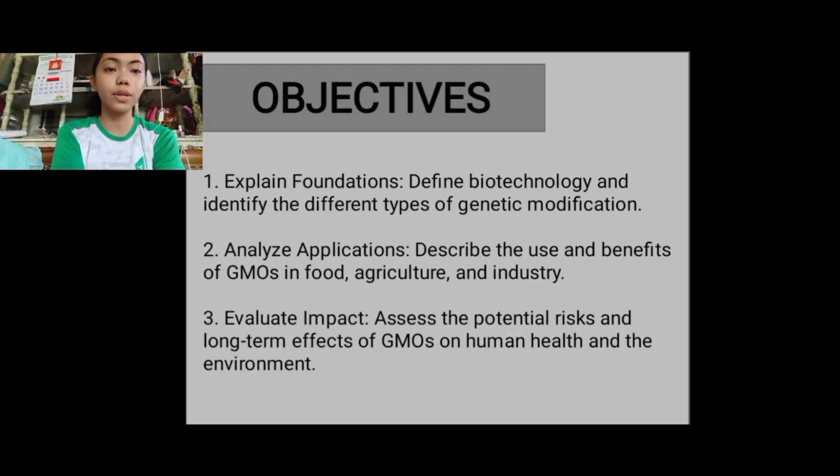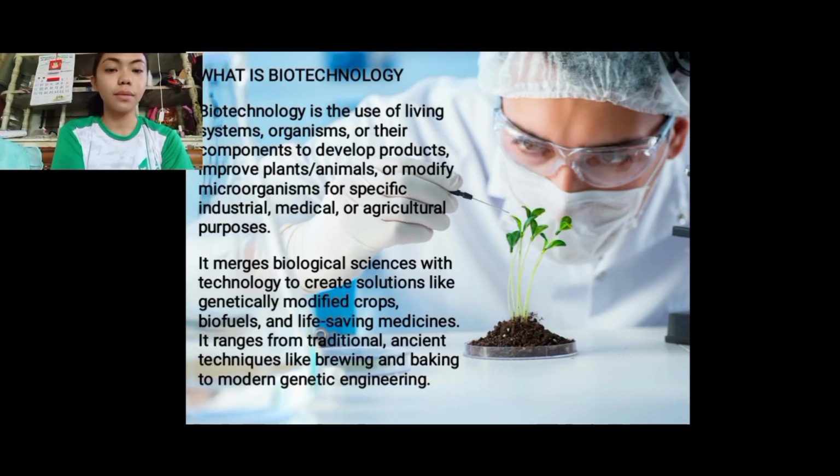For our objectives: first, explain foundations, define biotechnology, and identify the different types of genetic modification. Second, analyze application. Describe the use and benefits of GMOs in food, agriculture, and industry. Last is to evaluate the impact. Assess the potential risk and long-term effects of GMOs on human health and the environment.